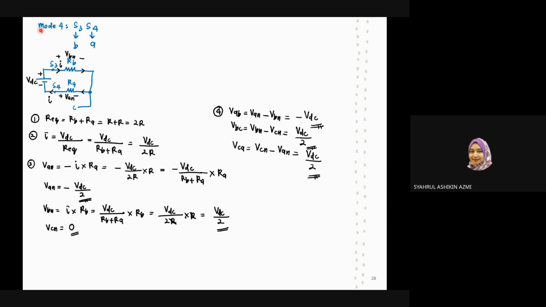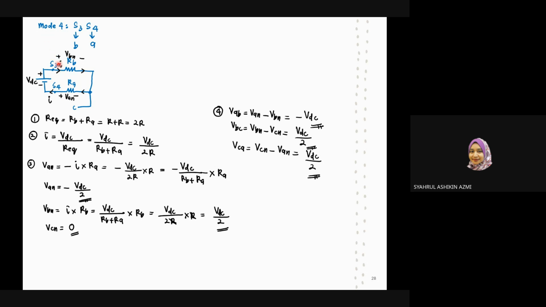Okay, next we go for mode number 4. For mode number 4, we have S3 and S4. S3 is the upper switch for phase B, S4 is the bottom switch for phase A. Remember, for the bottom switch, always connect to the negative terminal. Upper switch connects to the positive terminal of your DC link voltage.